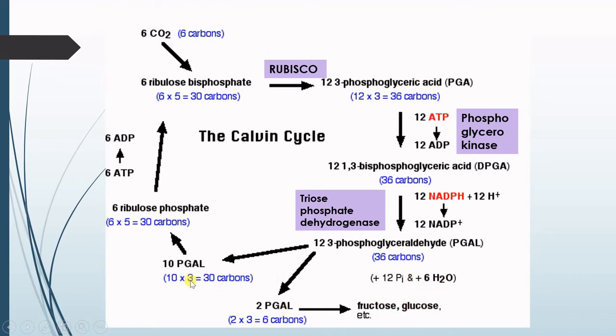Okay, now the remaining 10 molecules of 3-PGAL or glyceraldehyde 3-phosphate are going to be utilized for the regeneration of RuBP. This is very important for the continuous operation of the C3 cycle. So this regeneration happens through a complex chain of reactions. So this is not simple as like this.